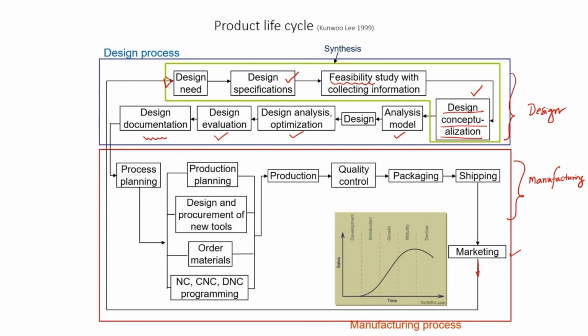We are making the documents, we are making the production drawings, and those drawings will be sent to the manufacturing department or the production department for actual manufacturing. The analysis of the model, the designing of the product, optimization, design evaluation, and design documentation are grouped together and we call this process analysis of the design.